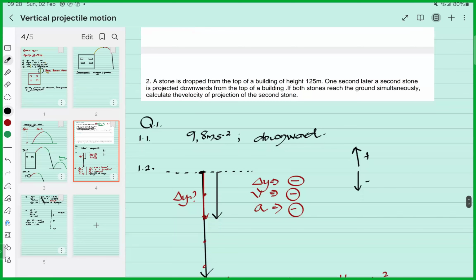Okay, anyone with a method? Somebody has a method.